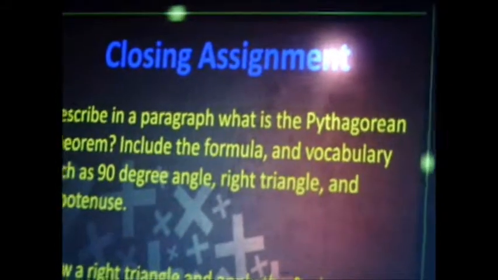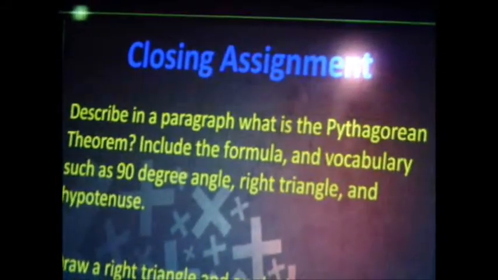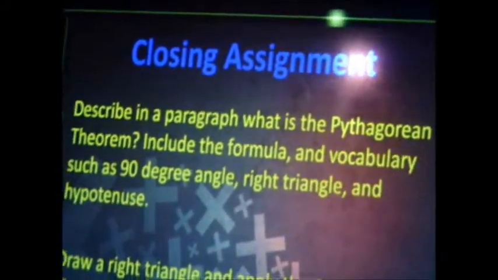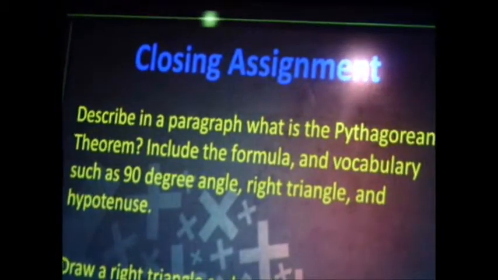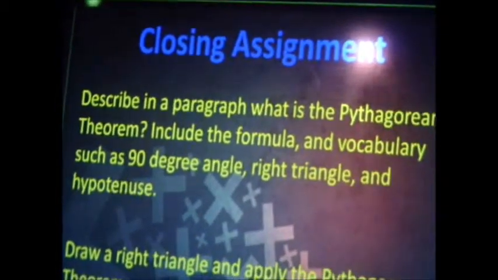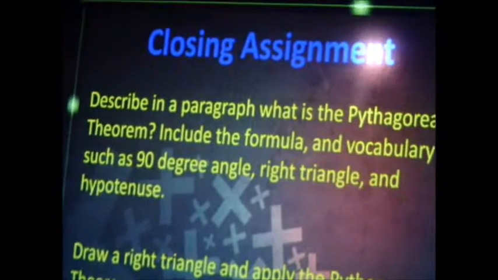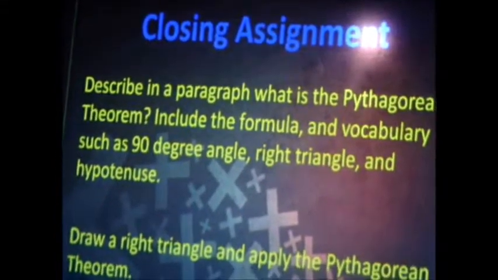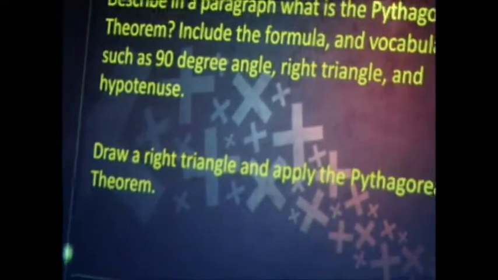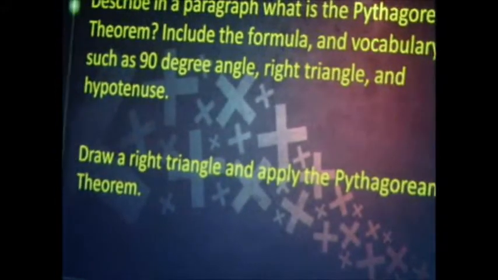For our coping assignment, which is on your paper, you are going to describe in a paragraph what the Pythagorean theorem is. You're also going to include the formula, and vocabulary such as the 90-degree angle, the right triangle, and the hypotenuse. After you're done with your paragraph, you're going to draw a right triangle, and you're also going to apply the Pythagorean theorem to your drawing.